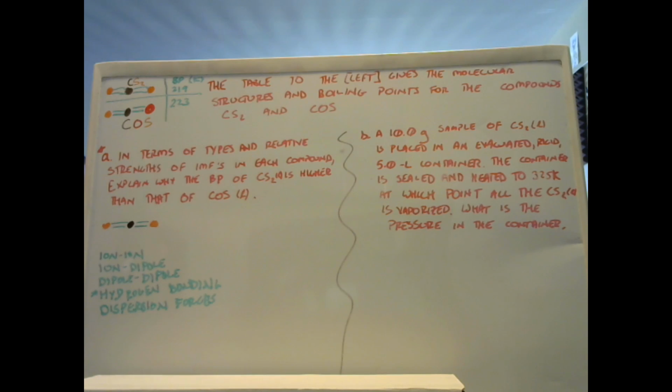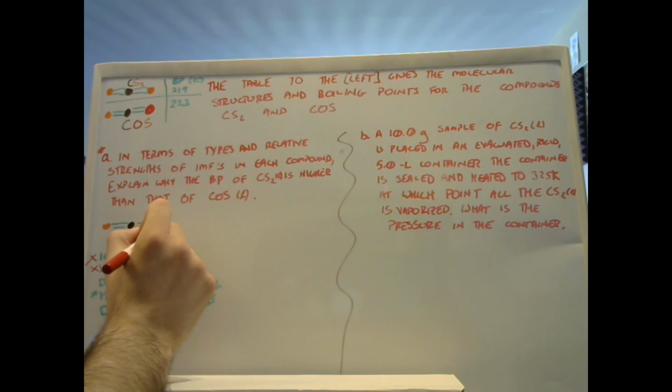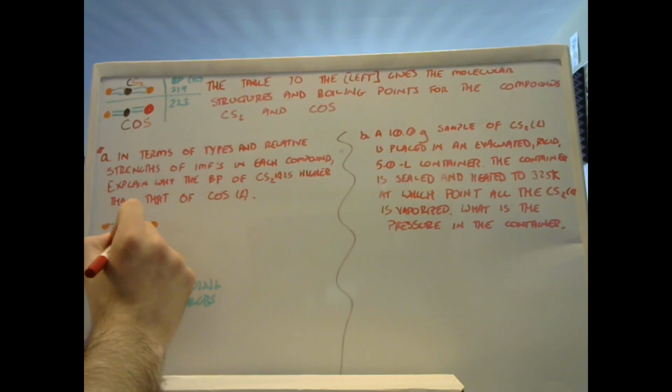If we look at the CS2, we go, okay, is it an ion? No. So if it's not an ion, it can't be ion-ion, it can't be ion-dipole. Is there a dipole moment? Is there a permanent dipole? Well, let's take a look at this. We have sulfur and carbon, which are different elements. In general, I'm pretty sure the sulfur is more electronegative than the carbon.